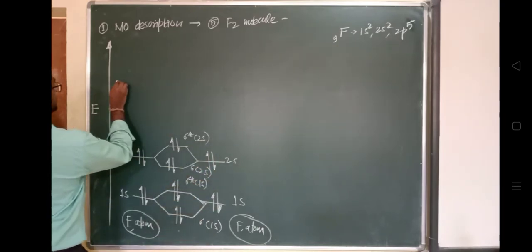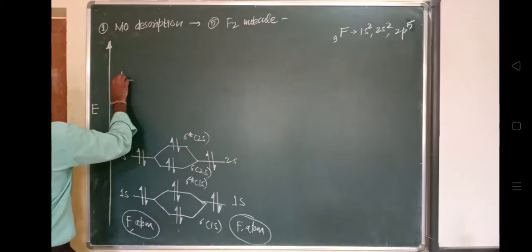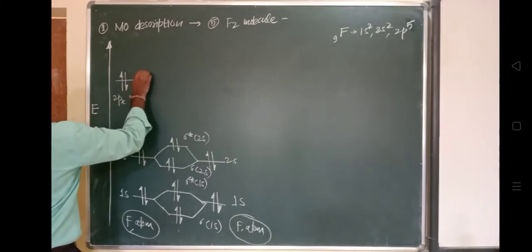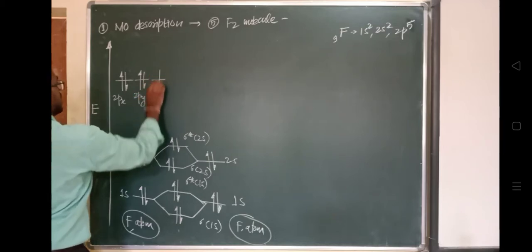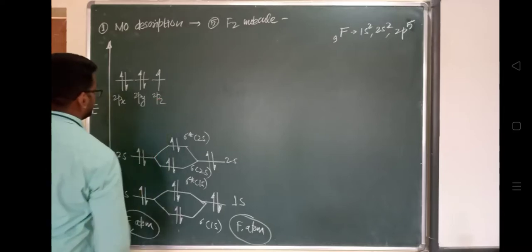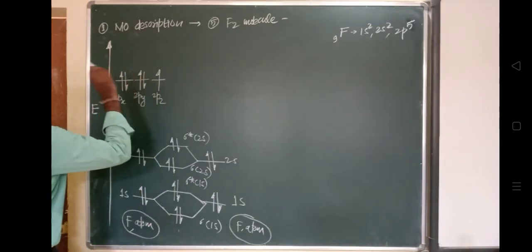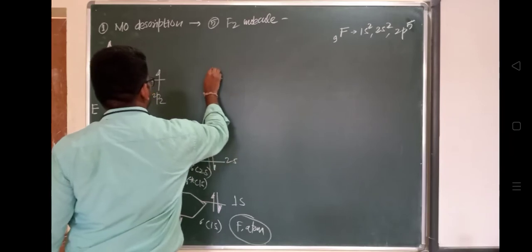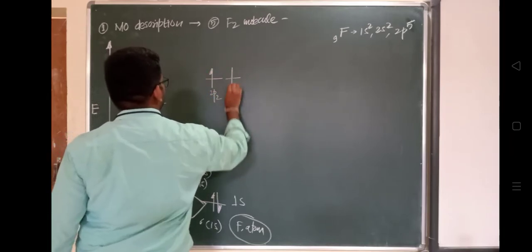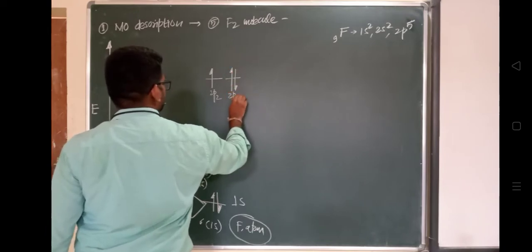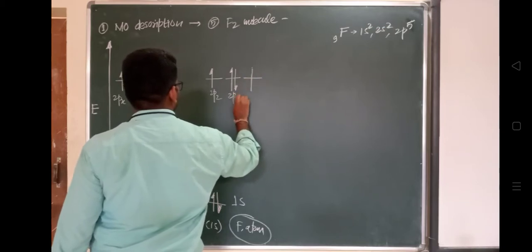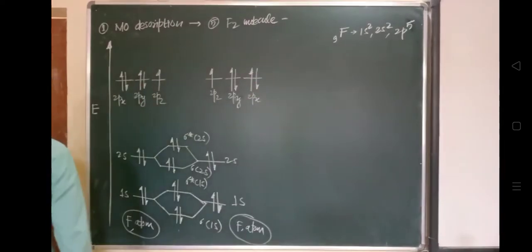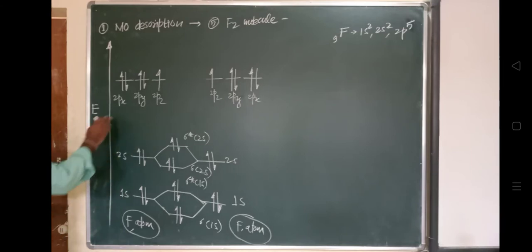I will show it here. This is 2px, this is 2py, and this is the 2pz orbital. Have a look: 1, 2, 3, 4, 5. In its 2p orbital, a total of 5 electrons are present. I will show 2pz in the reverse order: this is 2px, this is 2py, and this is 2pz. So we have shown it here for this fluorine atom's 2p orbital, and for the other fluorine atom, this is the orbital.